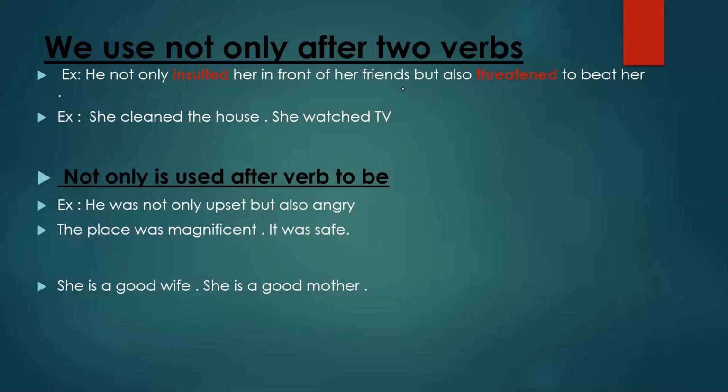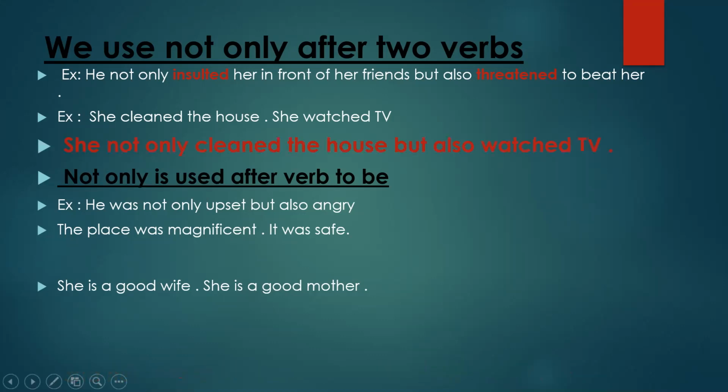Okay, so Maya, you place not only, she not only, before cleaned, right? Can I place it after cleaned? Can I say she cleaned the house, but also watched TV? So the exception is only for which rule? The exception is only for verb to be. I cannot place not only before verb to be. This is the exception. Okay, so let's continue.